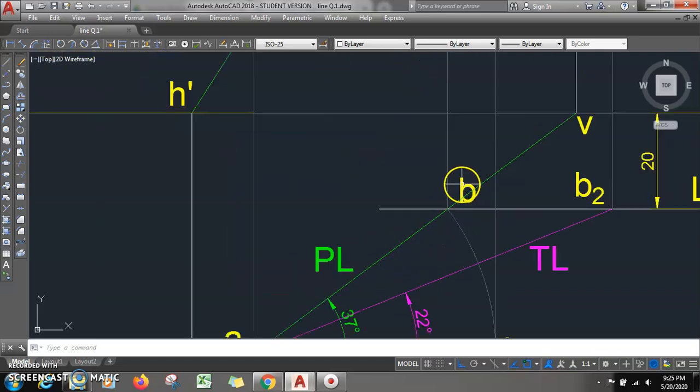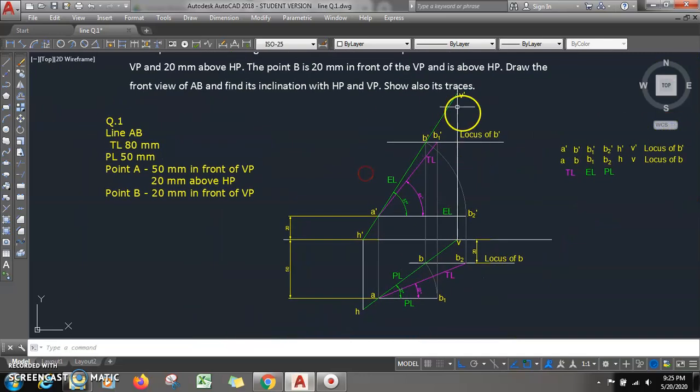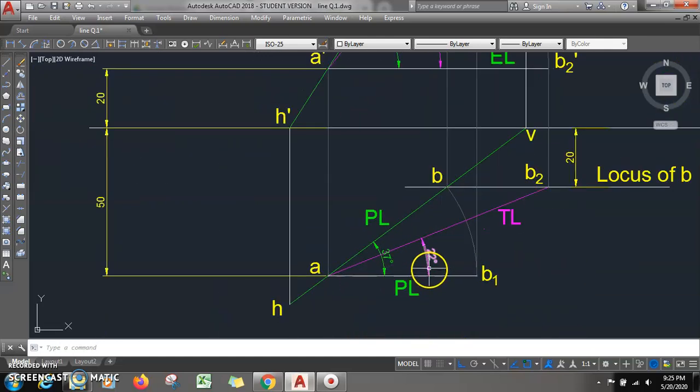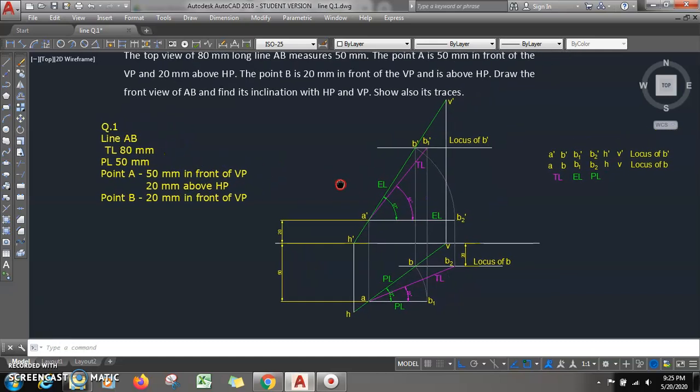So in this way, you can find that this solution is complete. What they were asking for was the inclination with HP and VP. So inclination with HP is 51 degree, inclination with VP is 22 degree. So this is all about the solution of this problem.